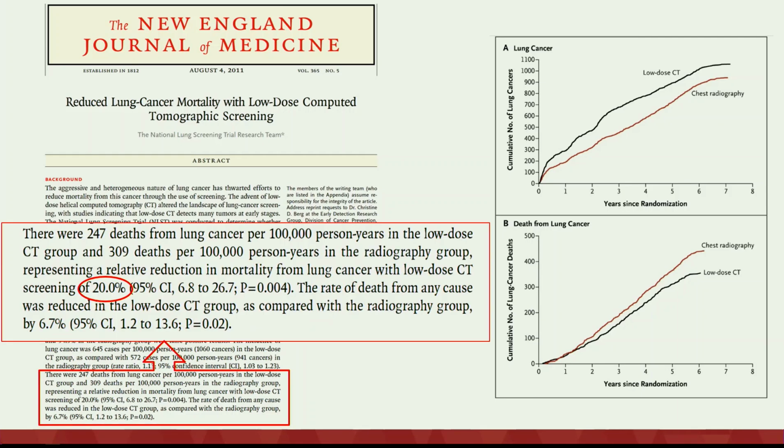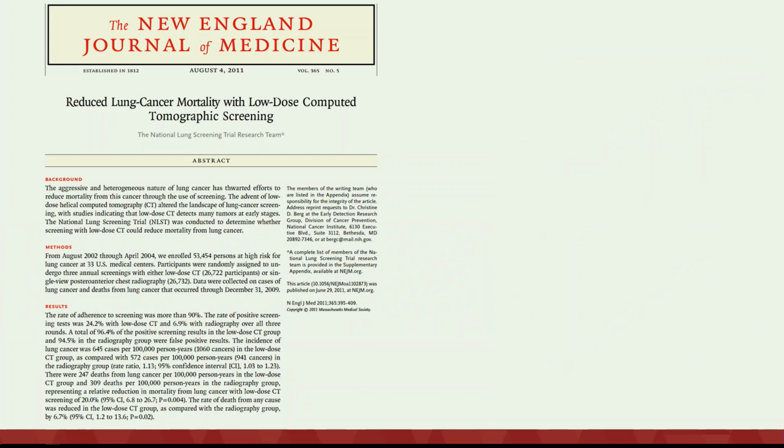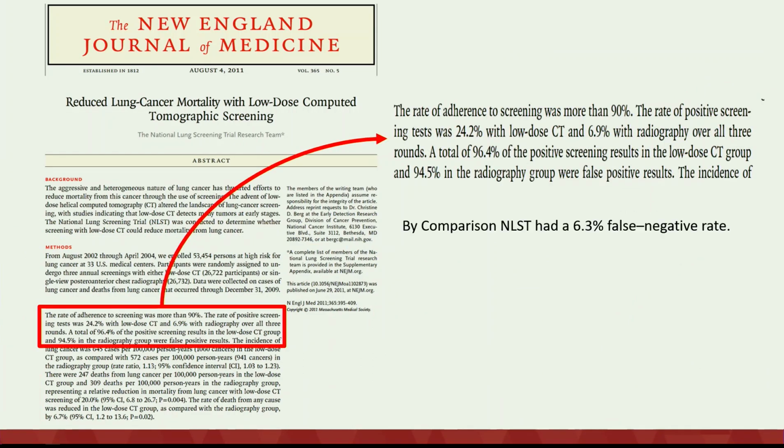And that decrease in mortality was about 20%, which is the primary reason why we began this transition to using CT. This study, and it's already been mentioned by the first speaker, had another interesting property, and that is that the false positive rate, I'll get my tool in a minute. The false positive rate was about 95%.